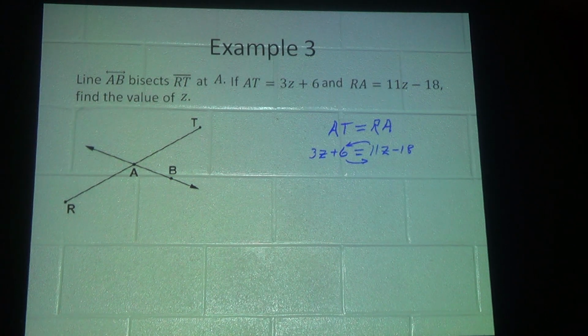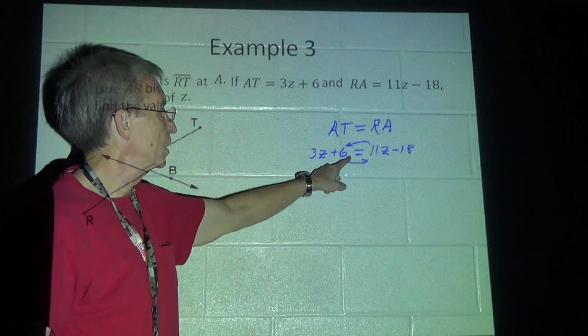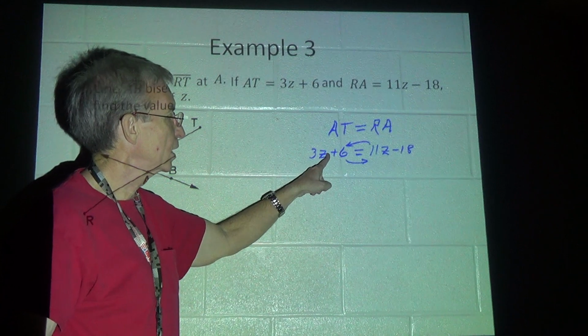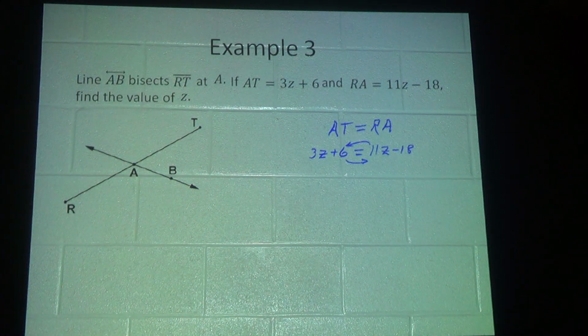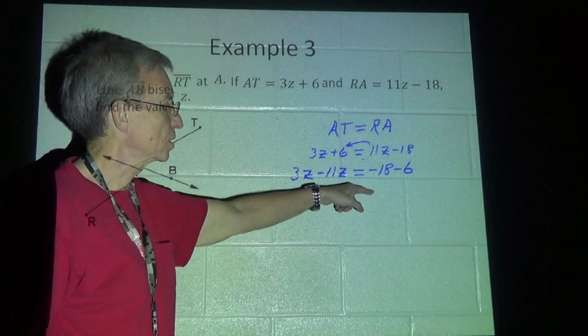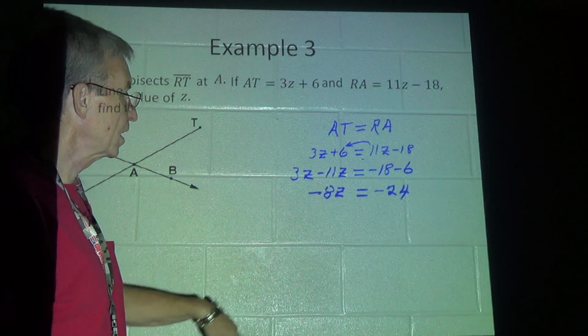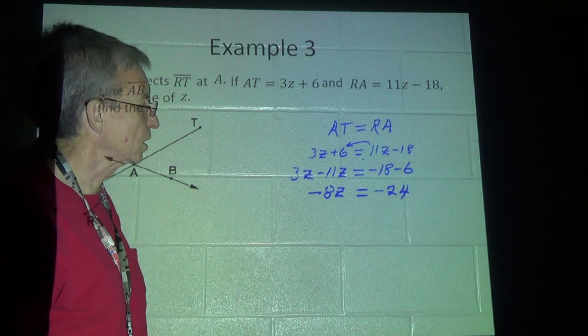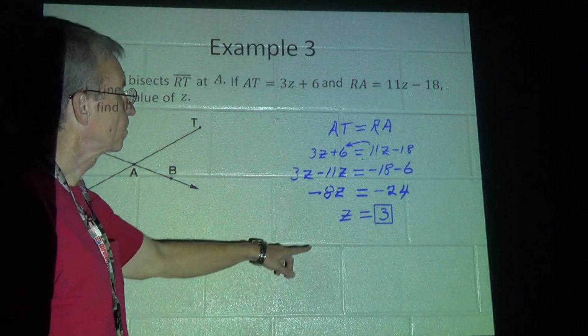So AT, that gives us 3Z plus 6 is equal to 11Z minus 18. What we're doing here is moving the 11Z over here, and moving the 6 over here. Both of those are by subtraction. So this gives us 3Z minus 11Z equals negative 18 minus 6. Combine like terms on each side gives us negative 8Z is equal to negative 24. Divide both sides by negative 8 gives us that Z equals 3.